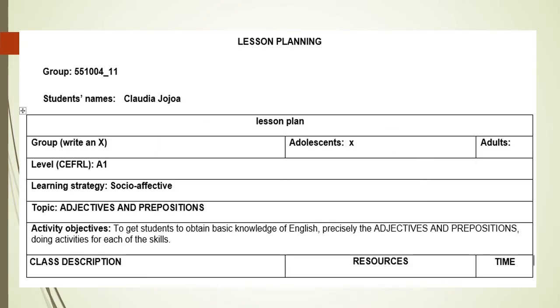Now, the lesson planning for the adolescents. The level for this lesson is A1. The learning strategy for this lesson is social affective. The topic for this lesson is adjectives and prepositions, and the activity objective is to get students to obtain basic knowledge of English, precisely adjectives and prepositions, doing activities for each of the skills. And now the class description, the resources, and the time for the lesson.